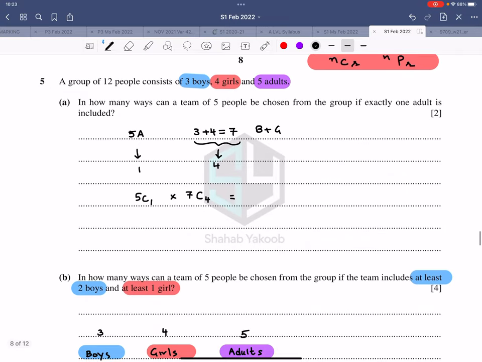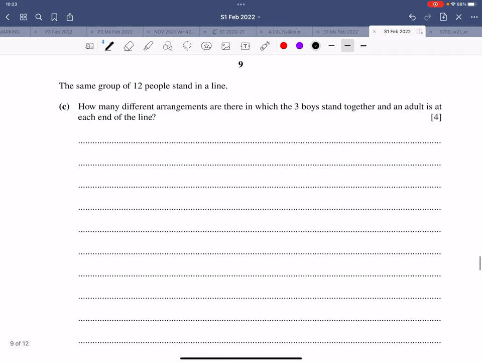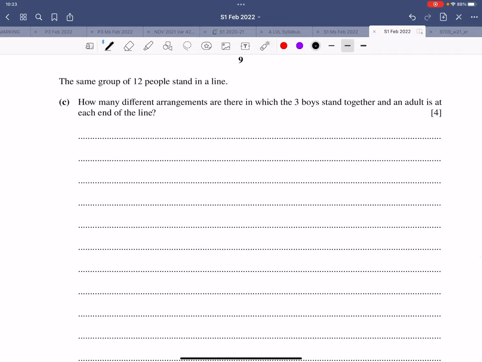Now let's have a look. The same group of 12 people stand in a line, and this time it's talking about arrangements if the 3 boys stand together. So the 3 boys will stand together. There is an adult at each end of the line. What about the girls? No criteria as such.